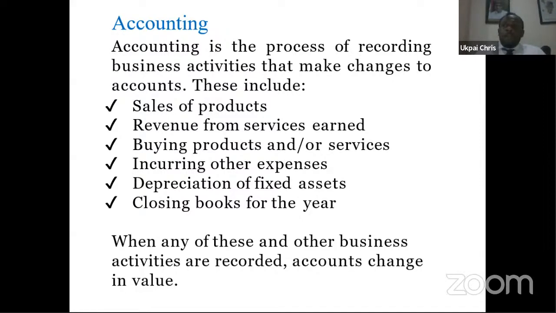The first year you remove 100,000, the worth of that equipment now is 400,000. The second year, you remove another 100,000, and the worth of that equipment at that point is 300,000, for the remaining 3 years that you can use that equipment to produce. Then when you talk of depreciation, are we together? So when any of these and other business activities are recorded, accounts change in value.